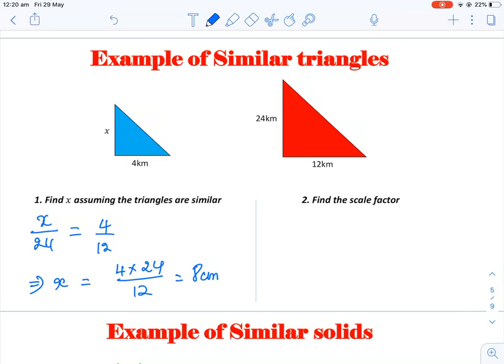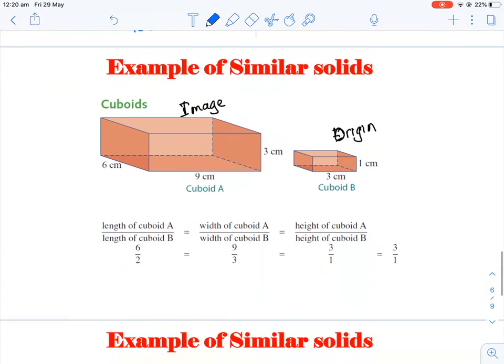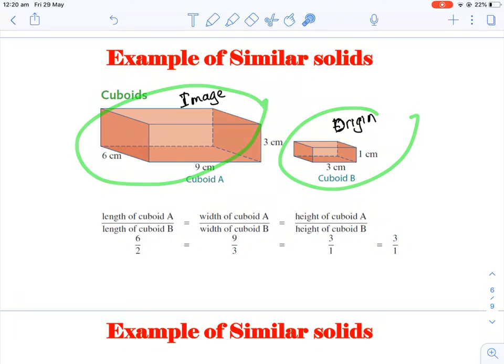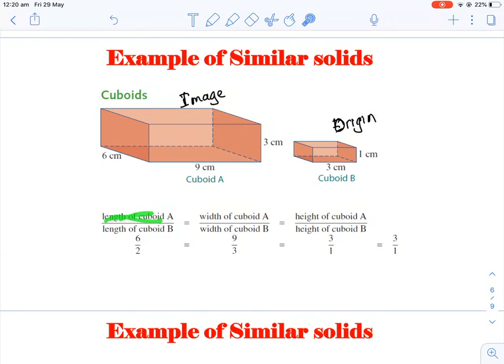What is the scale factor? To find the scale factor, it equals the dimension of the image, which is 12, divided by the dimension of the origin, which is 4, and it equals 3. There are some other examples of similar solids. For example, this one is the cupboard. This one is the origin. This one is the image.